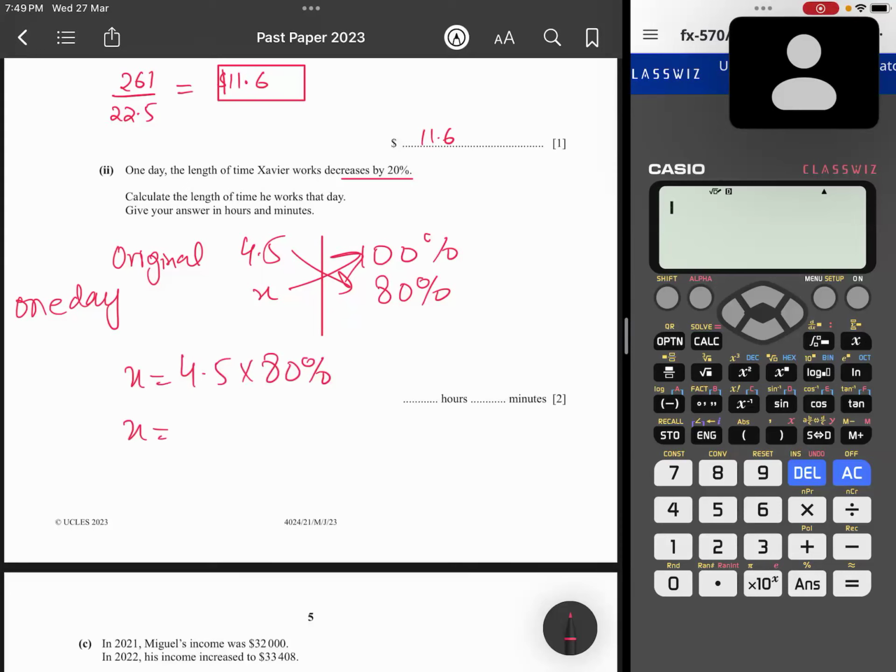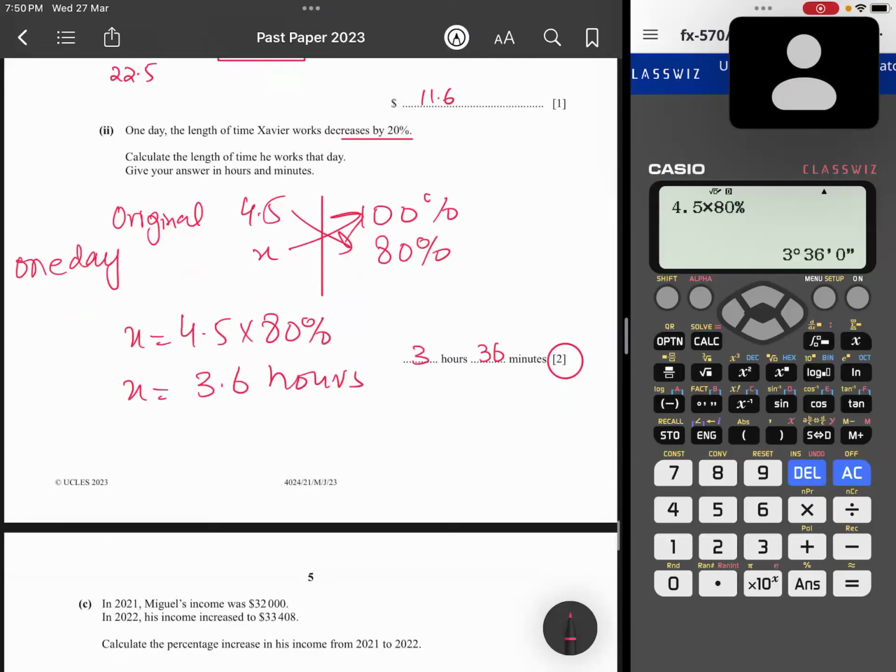X is equals to 4.5 multiplied by 80, shift and percentage equals. This is 3.6 hours. Everybody look at the answer line. Press the time button. Look at the calculator screen, please. I'm pressing the time button. Okay, see, 3 hours and 36 minutes he worked that day when he decreased the time limit.